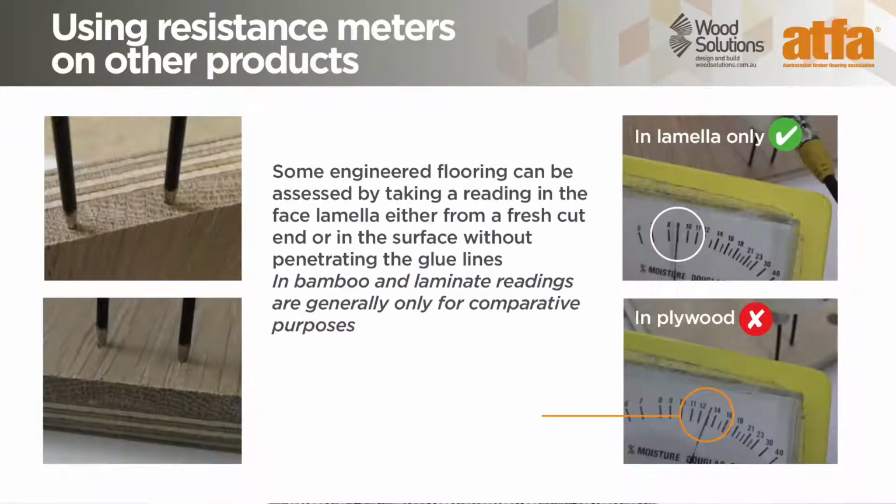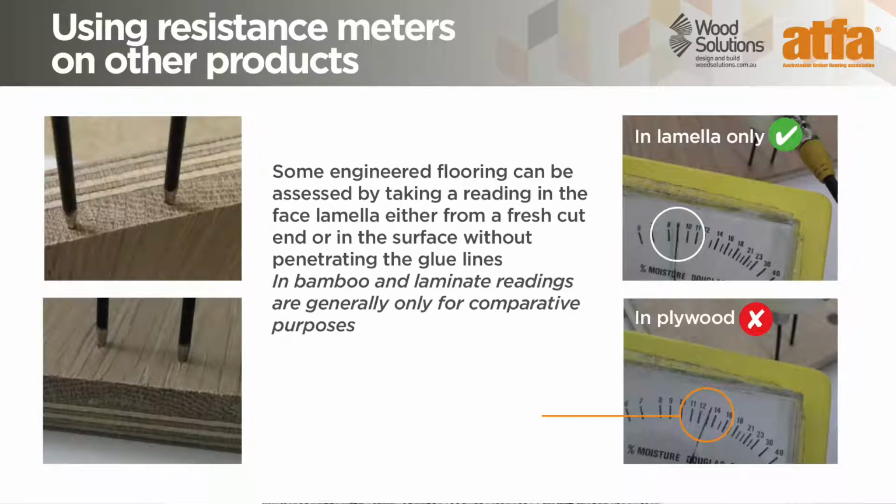Using a resistance meter on strand woven bamboo can give variable readings, and it is not considered reliable. For laminate flooring, the meter is also not reliable due to the fiberboard core. However, indicative readings can be useful to assess if a floor is water affected or not. So in bamboo and laminate flooring, resistance meter readings are used only for comparative purposes.